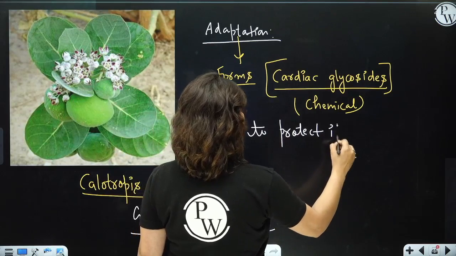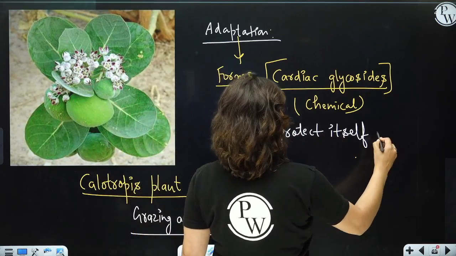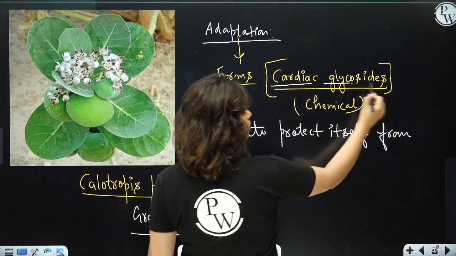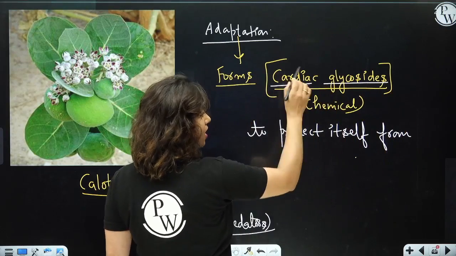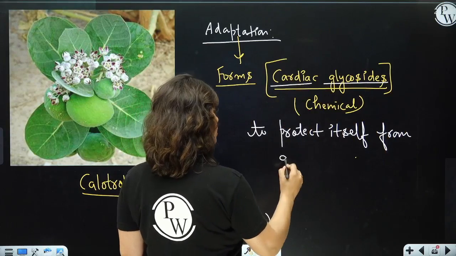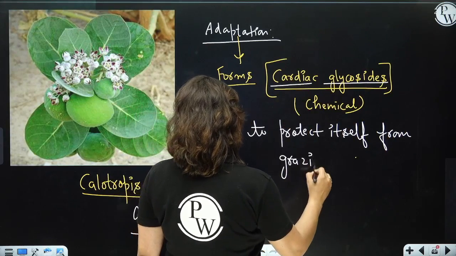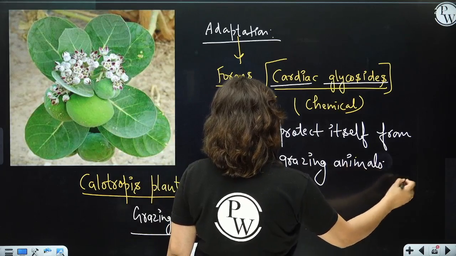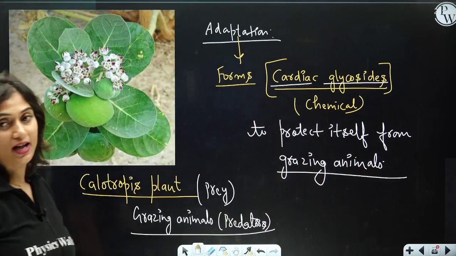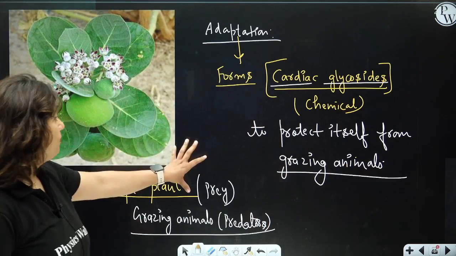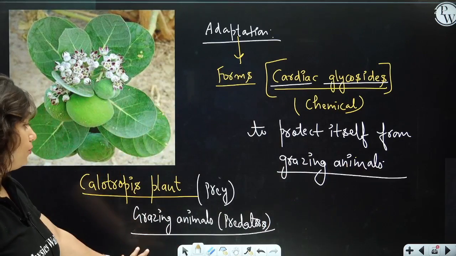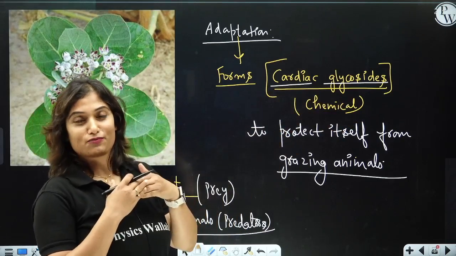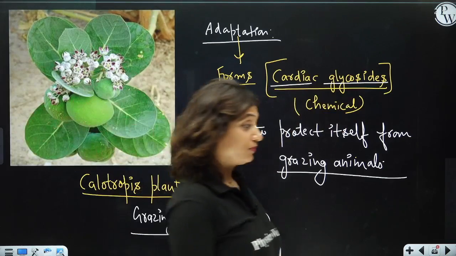What happens when the grazing animals eat this plant? They suffer heart attack. Cardiac glycoside, the chemical which attacks on the heart of the grazing animal. So now the grazing animals do not go near to this plant because they know that if they go near to this plant, they will be dead. So this is the adaptation in the Calotropis plant. Very important. Calotropis plant forms cardiac glycosides to protect themselves from the grazing animals, right?